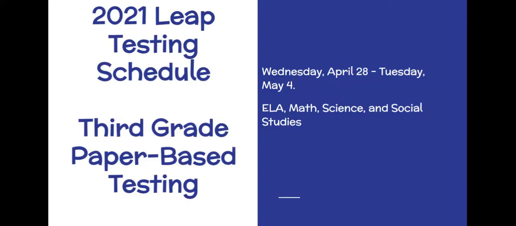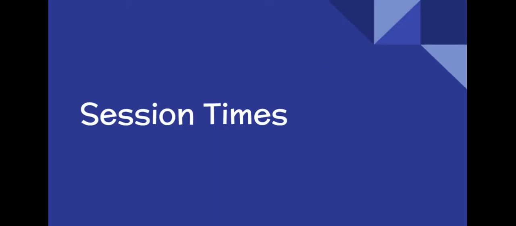Here is our LEAP 2021 testing schedule. We will begin testing on Wednesday, April 28th, and it will carry through Tuesday, May 4th. This will be all of the subjects: ELA, Math, Science, and Social Studies. And our test for third grade is going to be paper-based.